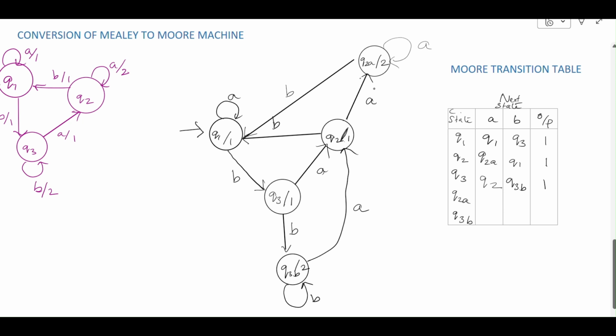Now moving to Q2A. Q2A on receiving A is moving to itself, that is Q2A. On B, it is moving to Q1. And what is the output associated to it? It is 2. Q3B on getting input A is moving to Q2. On getting input B, it is moving to Q3B itself. So what is the output associated to that? It is 2. So this is the transition table for the Moore machine.